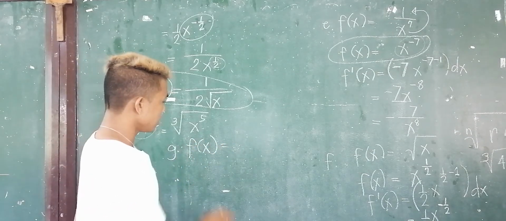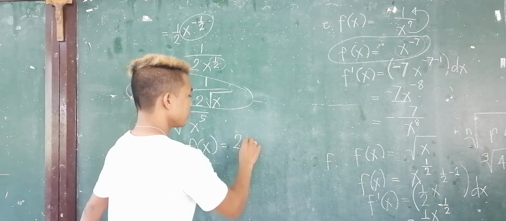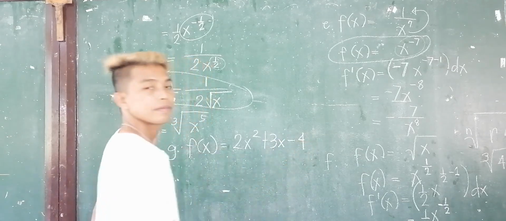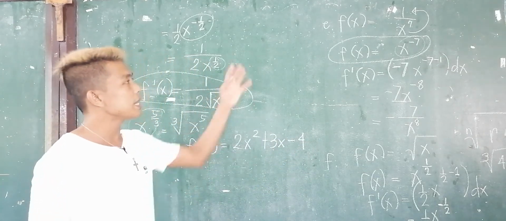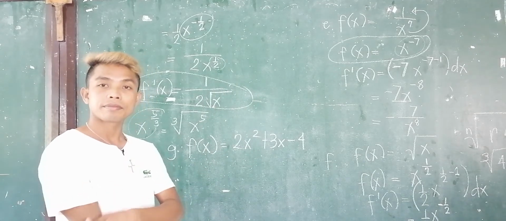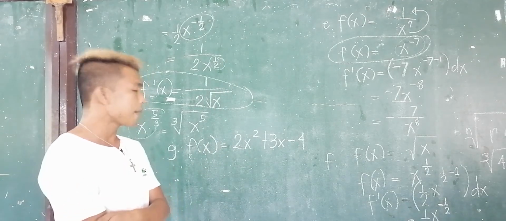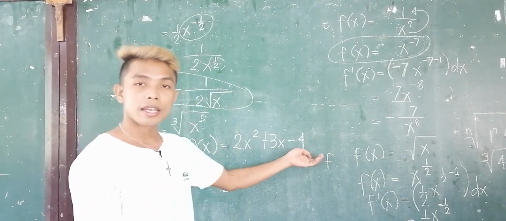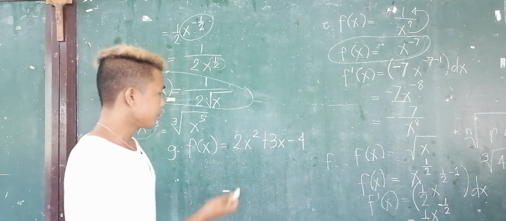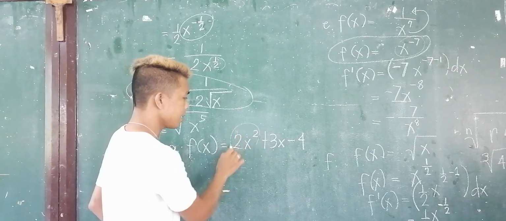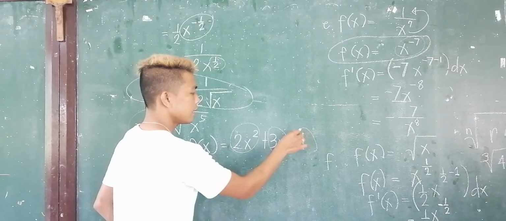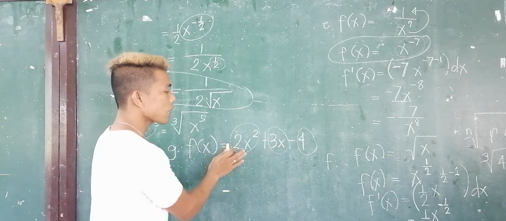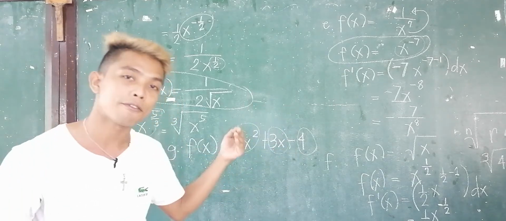F of x equals 2x squared plus 3x minus 4. Gagamitin ba natin yung formula na yan? Ano na kaya ang magiging sagot natin? Dahil tatlo na siya na monomial. Tatlo na siya. So, titingnan natin paano naging tatlo. Isa, dalawa, tatlo. Ang boundary, yung addition and subtraction. Meron ka ditong tatlo na kukuhanan ng derivative.